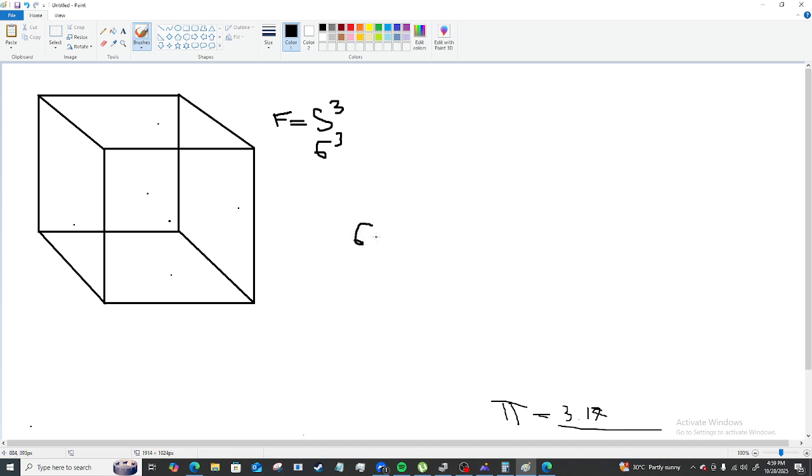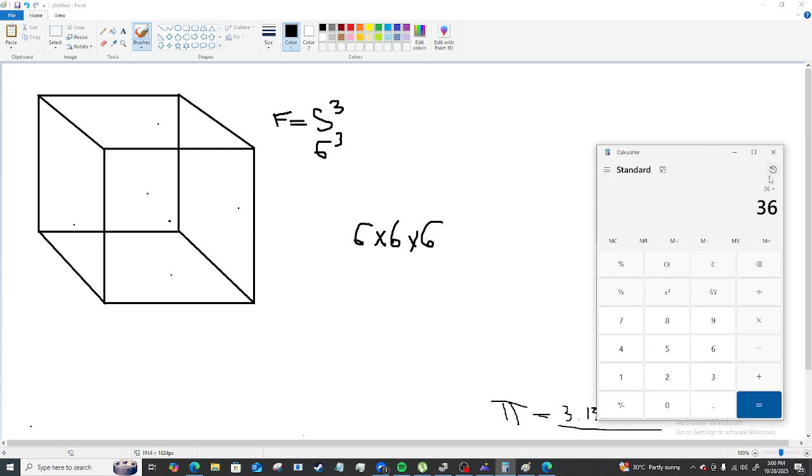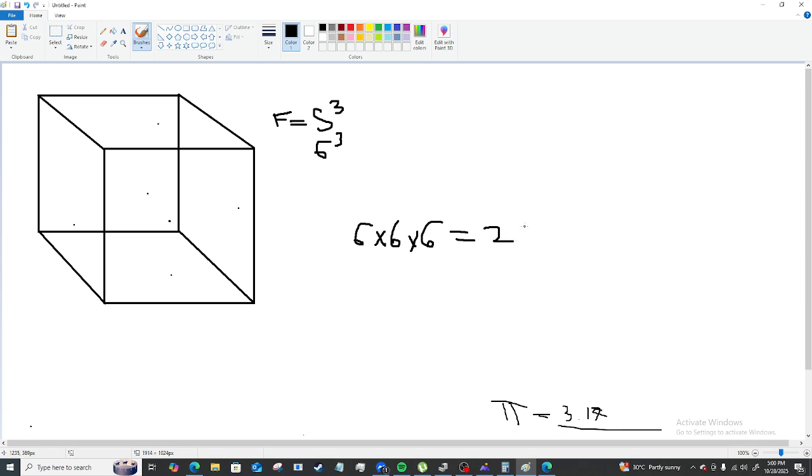Now, 6 times 6 times 6. Yeah, 216. 216 cubed. Yeah, that's it. That's how you solve a cube. Yeah, it's that easy.